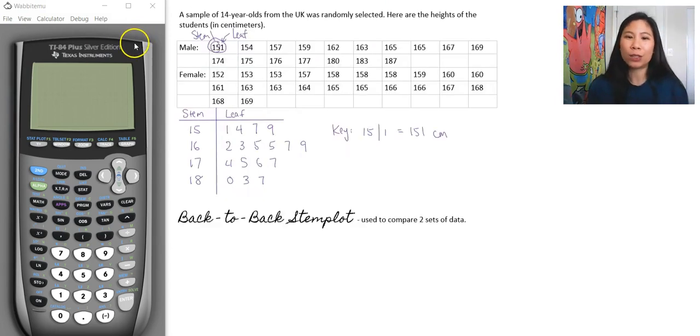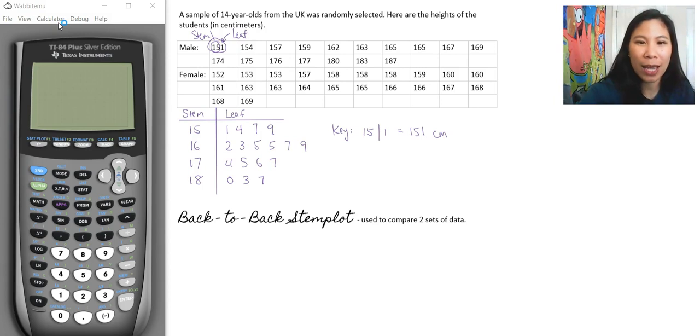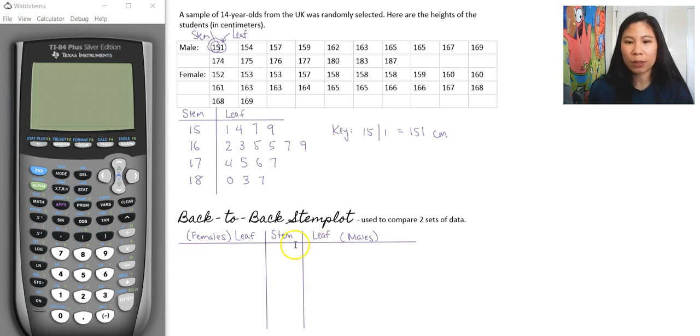The reason why I wanted to include both the male and female data sets is because I also want to make a back-to-back stem plot. It's still a stem plot, but as the name says, back-to-back, it's going to be comparing 2 sets of data at the same time. When we make our stem and leaf plot, we're going to have the stem in the middle this time, and then leaves on the left and the right. As you can see, I've got my stem in the middle. For the leaves, I'm going to label at the top which category the data comes from. On the right side, I'm going to put all my male data. On the left side, I'm going to put all the female data.